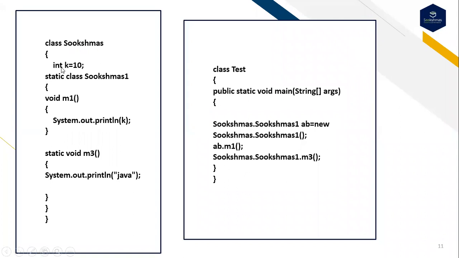Next question, class Sookshmas, int k is equal to 10. This concept belongs to the static inner class. And void m1, here I'm trying to display the value of k, and static void m3 tries to display Java. And this is one more class, Test. Execution of the program begins from the main method. I have created the reference for the inner class, Sookshmas dot Sookshmas1 ab is equal to new Sookshmas and Sookshmas1. With the help of the reference, I'm trying to call m1, and also with the class name Sookshmas dot Sookshmas1, the static inner class, dot m3.